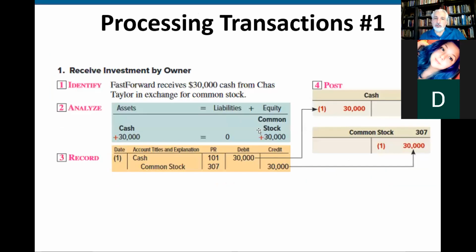I'm going to process the investment by the owner. There's my journal entry. I analyzed it. Cash and common stock are being hit. There's my picture. On the left is my cash at 30,000. On the right is my equity of 30,000. I want you to visualize that in your mind.